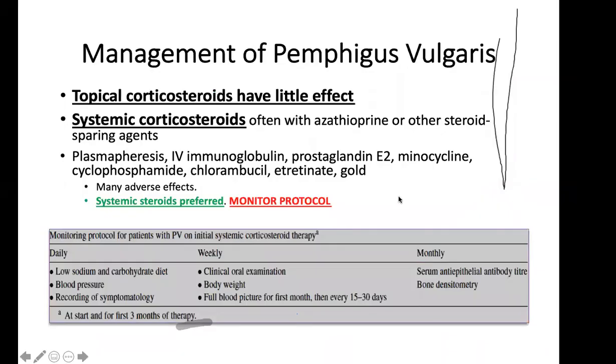Management of pemphigus vulgaris, topical steroids have little effect. So these patients have more diffuse disease, and it's systemic steroids that are most preferred. And when you put patients on systemic steroids, you always have to keep in mind that you could be inducing Cushing's syndrome in them. And so you have to have a monitoring protocol on patients with systemic steroids and look at all the signs and symptoms of Cushing's syndrome with increase in body weight or osteoporosis or diabetogenic alteration of their profile, and so on and so forth.